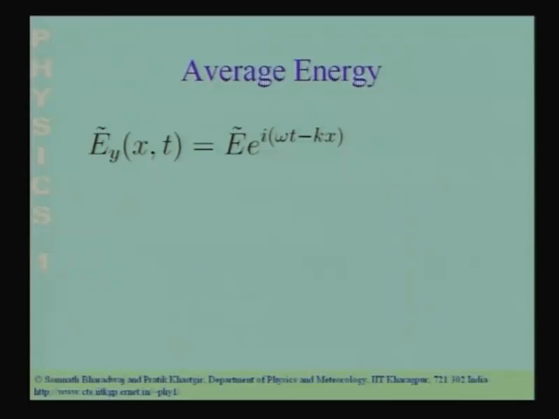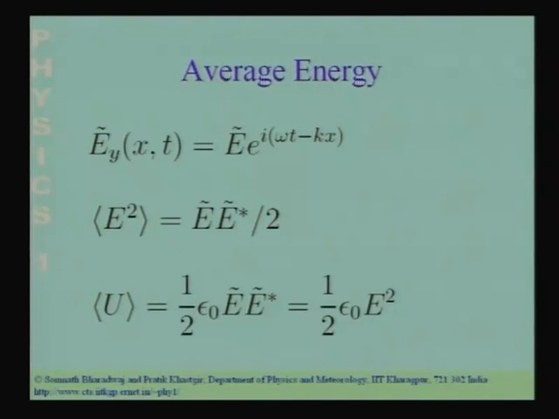So, to calculate this, we express the electric field in the complex notation, as you can see here, and then the time averaged energy density is the time average of E square, which in the complex notation is E into E star by 2. So, this gives us the average energy density. It is half epsilon naught E square, where E is the magnitude of the oscillating electric field. This is the expression for the average energy density in an electromagnetic radiation.